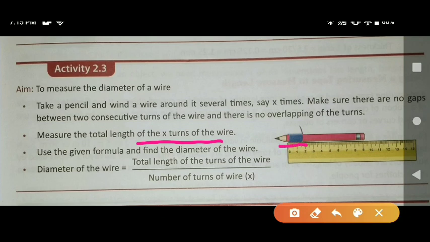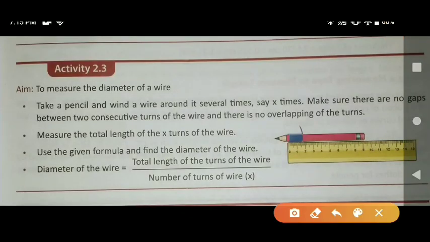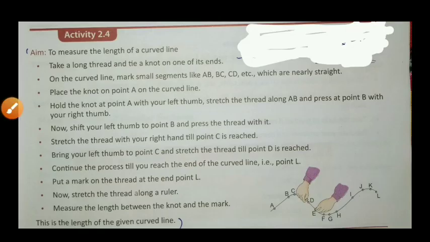By using a ruler we can measure the total length, and then use this formula to find the final answer: the total length of the turns of the wire divided by the number of turns, x. So by using this we can find the diameter of the wire.